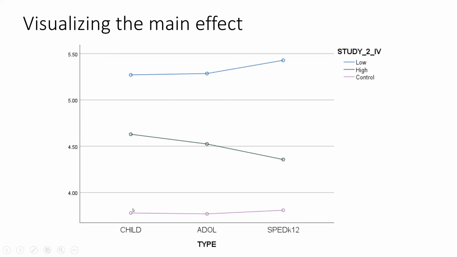What is notable here is that the highest scores on the post-test are across the board, regardless of specialization type, for the people in the low performing fairness condition. The lowest scores, regardless of specialization type, are for people in the control condition. So in other words, there are consistent effects of intervention condition regardless of specialization type, and that is called a main effect.